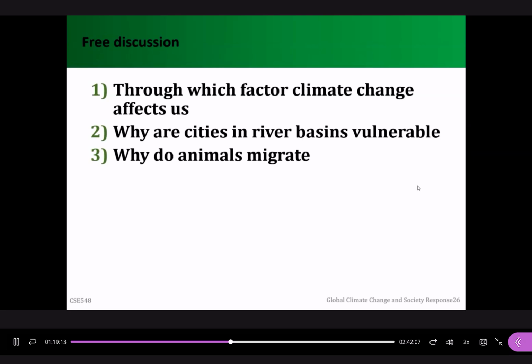Why do animals migrate? This is because the temperature or extreme weather events will affect their habitat, and so in this situation, they have to migrate to new regions, and the temperature increase will create new regions for them. So it will enlarge their habitat.